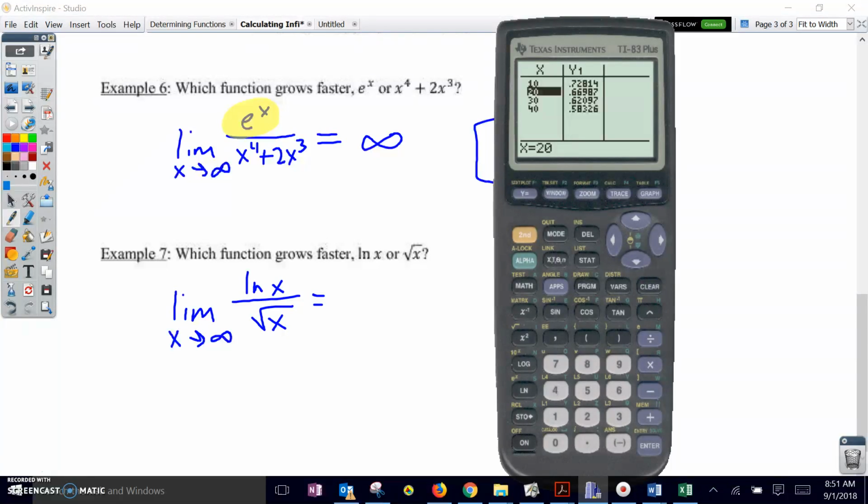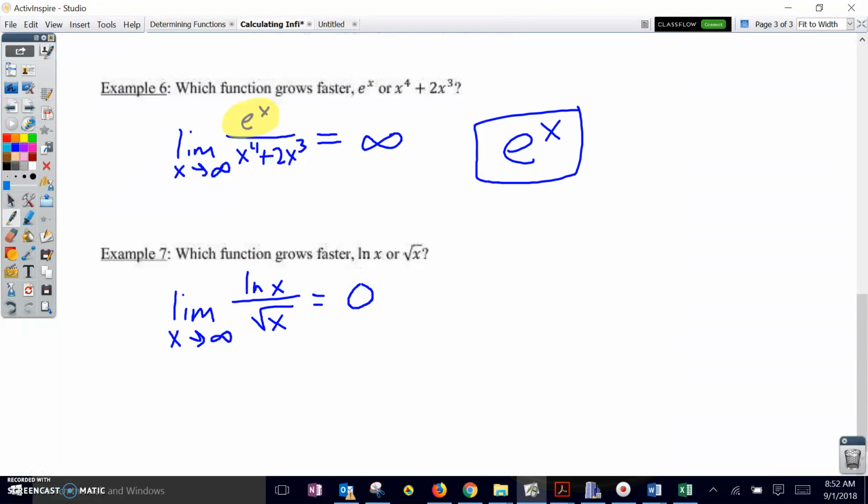And let's see, 10, let's go to 100, 1,000, 10,000, 100,000. What does it appear that y is getting closer and closer to? Well, let's go to 1,000,000, 10 million. It looks like as x gets bigger and bigger, this limit approaches 0.